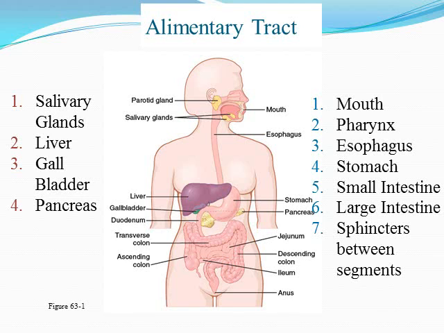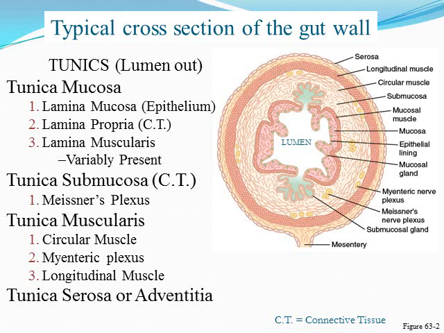The associated glands, what we call the accessory glands, include the salivary glands, the liver, the gallbladder, and the pancreas, and we'll talk about each of these individually in a bit. All right, so something else in terms of anatomy that you should know is the structure of the wall of the gut. And there is a rather standard structure to this.